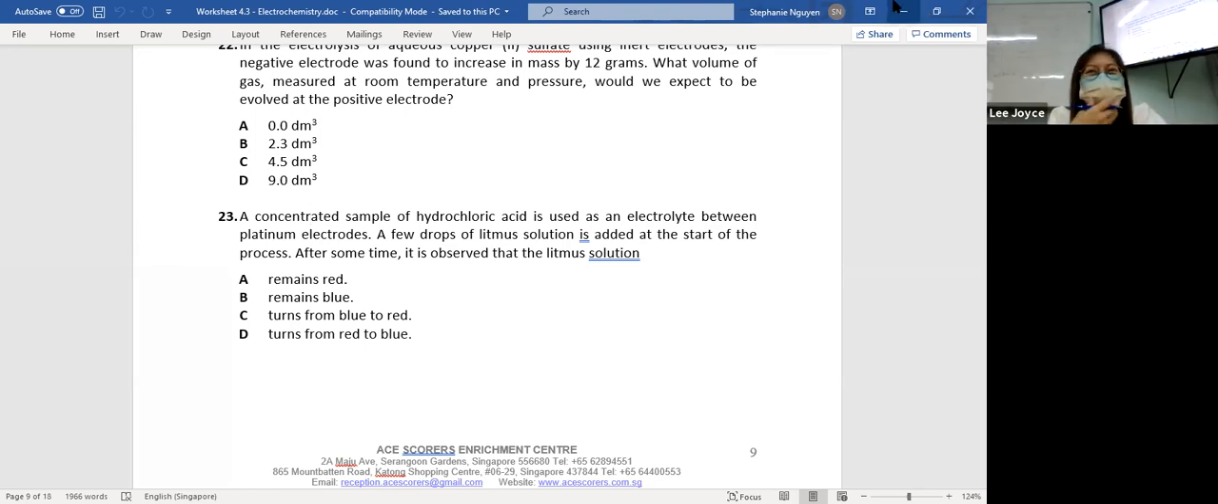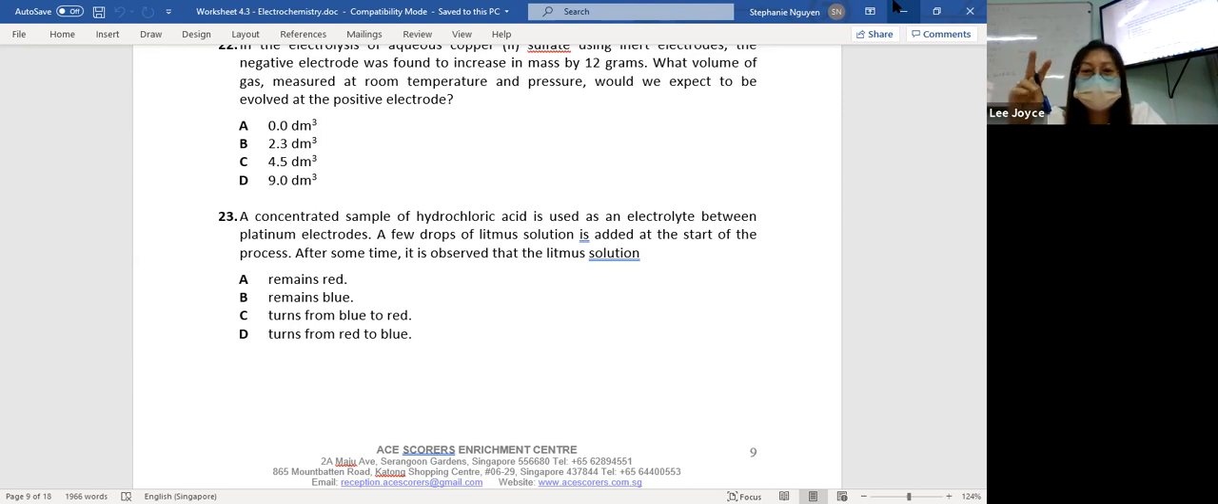Okay, understand. Some students chose B, right? It's because they give me this reason that because the H plus ions have been removed, what's remaining will be more OH minus ions, right? And then fewer H plus ions. I think that's their thinking. But then the H plus ion is discharged.